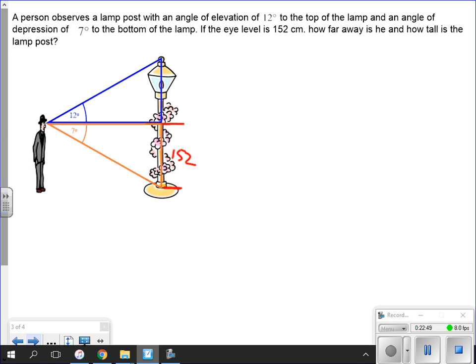Now, our question asks us 2 things. Our question asks us, how far away is he? What's that length there? And our question asks us, what is that height overall? Okay, so we have to solve two different equations. We got to figure out x, and then once we figure out x, we can figure out y, and then add that to 152.